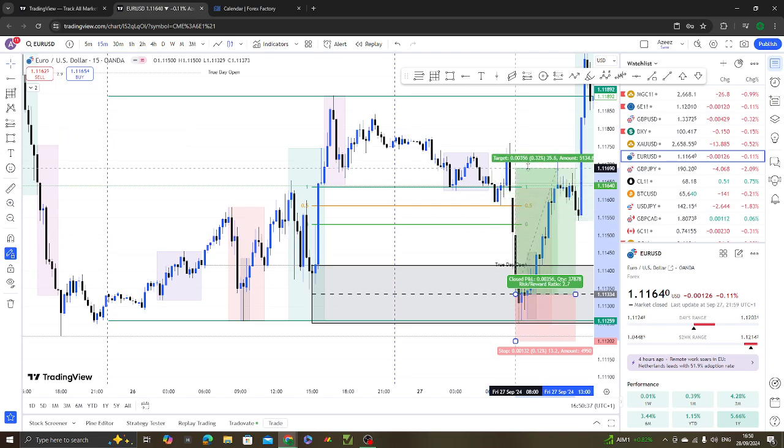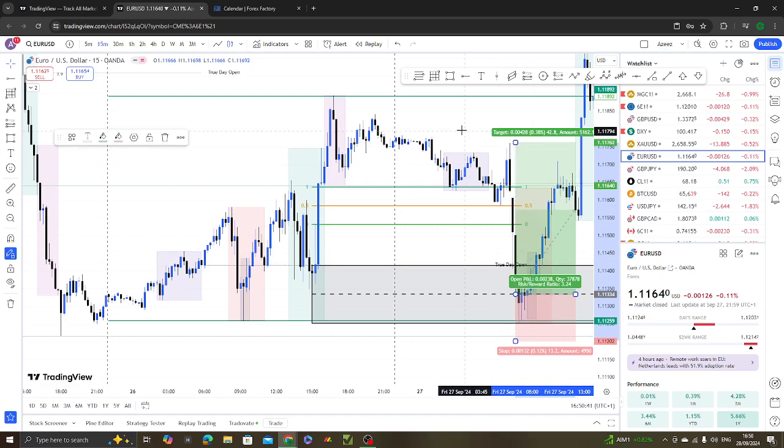Your target is going to be the last previous liquidities, like all this here, here, here. But just don't be greedy. I just put the first one there.